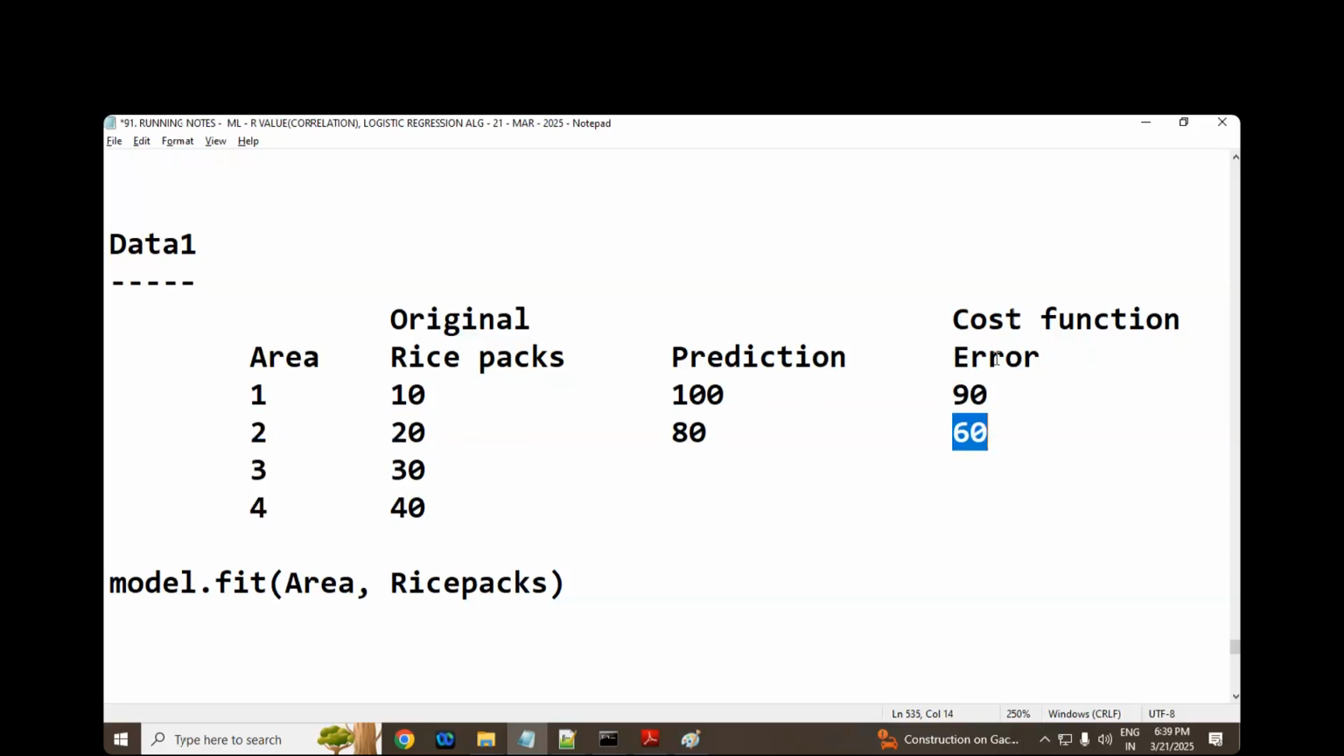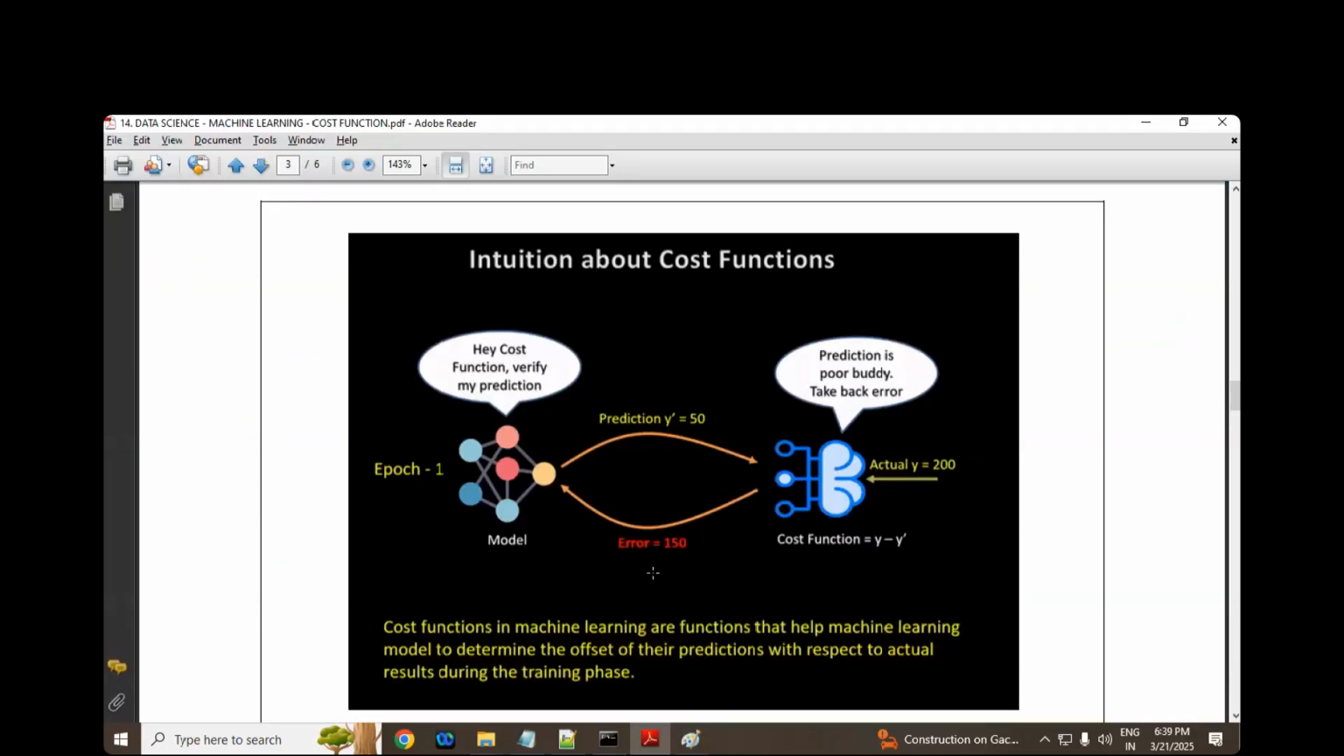I'm repeating again. The cost function never tells the output directly to the ML algorithm. Now look at the diagram. I'm pretty sure you will get clarity. In the first iteration, the ML algorithm says, hey, cost function, how are you? Have you had breakfast? These are all discussions over. It gives the prediction: boss, my prediction value is 50. It is giving it to the cost function. Now the cost function is telling, prediction is very poor, boss.